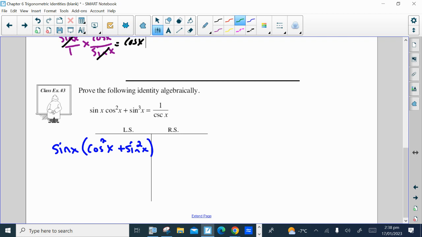What does cos squared x plus sine squared x equal? 1. That's that Pythagorean identity. So this is the same thing then as sine x times 1, or sine x, which if you go 1 over cosecant, that is sine x. We're done.